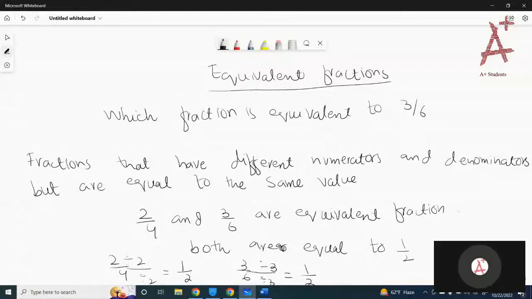So let's start with the example that I have written on the board. Which fraction is equivalent to 3 over 6? Got it? So you need to find a fraction that is equivalent to 3 over 6. You can either find them on a number line or you can find them by simplifying. You have 3 over 6. So just look for a common number that can divide both numerator and denominator. 3 is a number that can divide both of them. So just divide them by 3. So it would be 3 times 1 is 3 and 3 times 2 is 6. That means the equivalent fraction to 3 by 6 is 1 over 2. Got it?